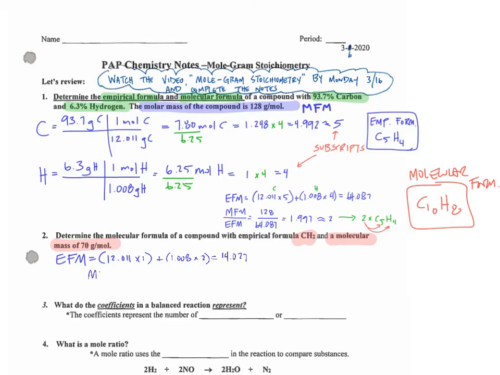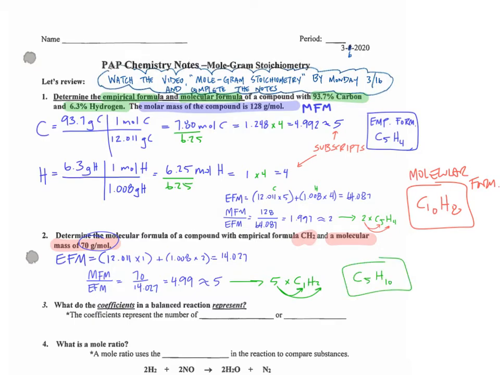Now I want to figure out the molecular formula. So I take the molecular formula mass, which was given to me as 70 grams per mole, divided by the empirical formula mass, which I just determined. You get 70 divided by 14.027, and that gives me roughly 4.99, which would round up to 5. So that means that I'm going to take that 5 and I'm going to multiply the subscripts in my formula. So it becomes 5 times C1H2. So 5 times 1, 5 times 2. My formula becomes C5H10. There's my molecular formula.